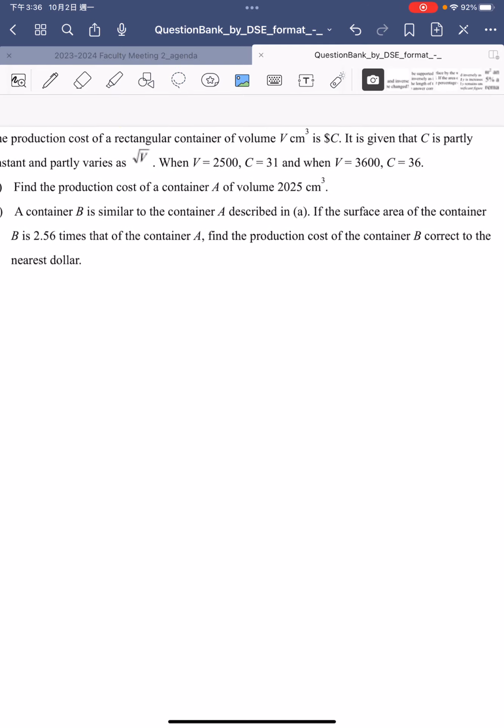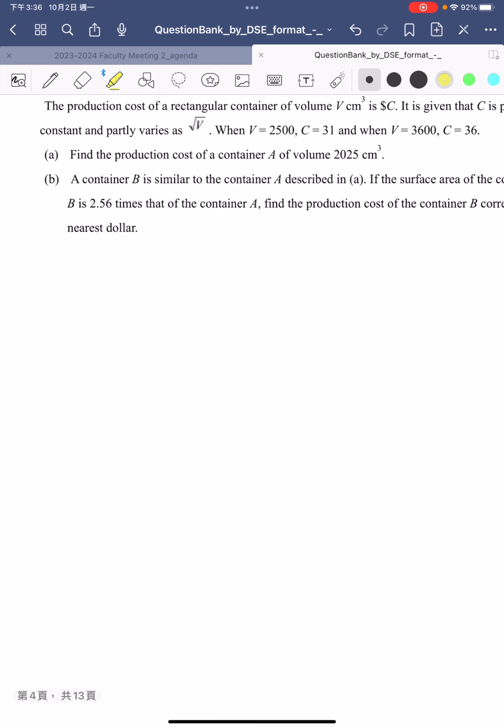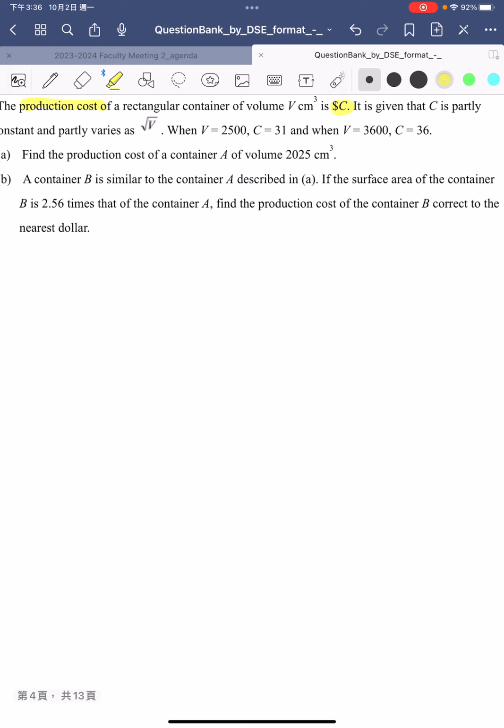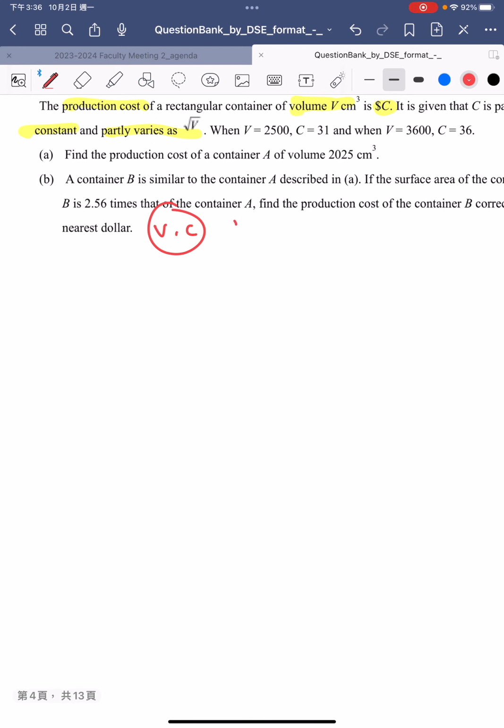So again, we want to find out what the variables are here. The production cost of something is C, isn't it? And it's given that C is partly constant and partly varies as the square root of V. So V is the volume. So now we have two variables, V and C, isn't it? And they say that C is partially something, so we have C is equal to something plus something.